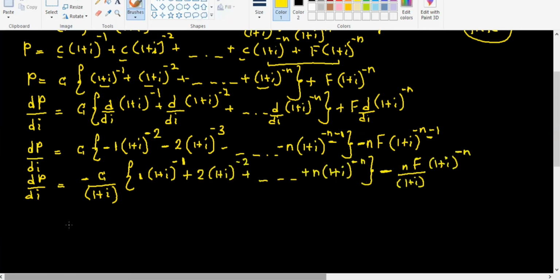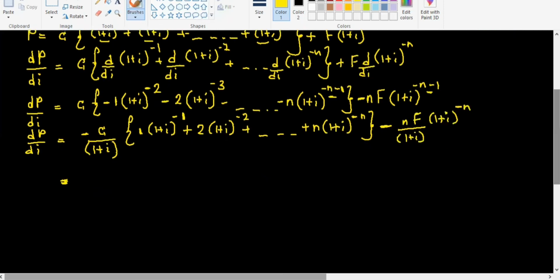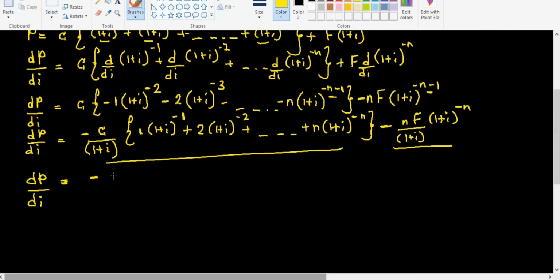So further we can simplify this. I will take this down. So dP over dI, now I am taking a common factor for both of these components, only 1 plus I I am taking, right?